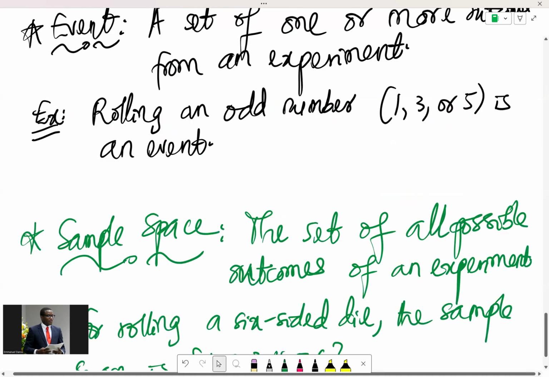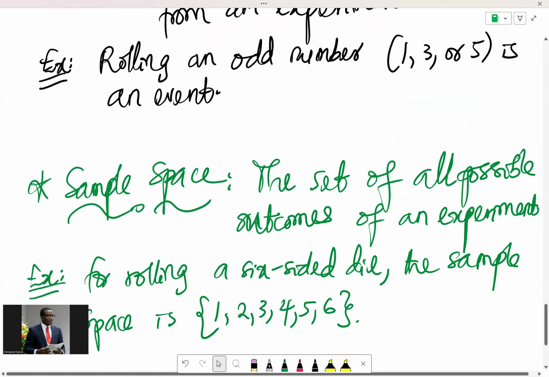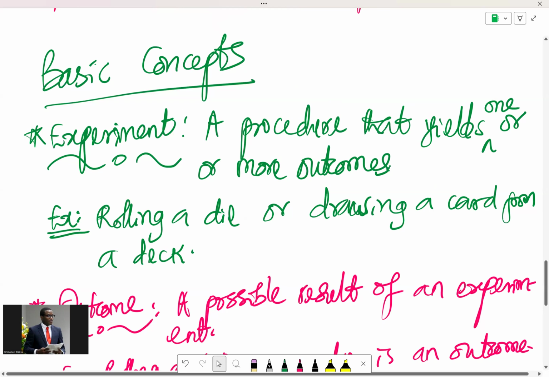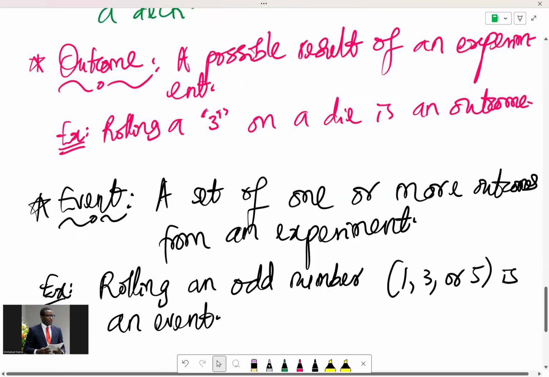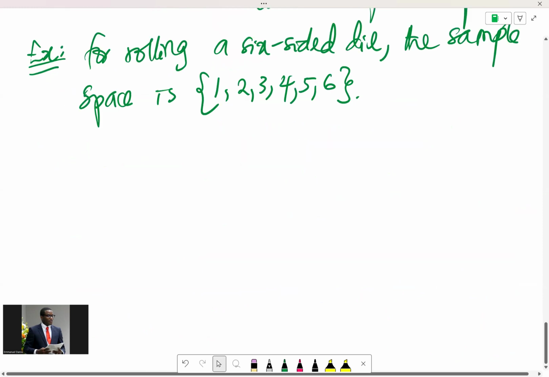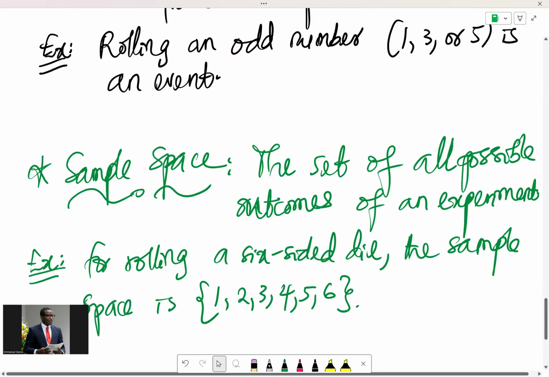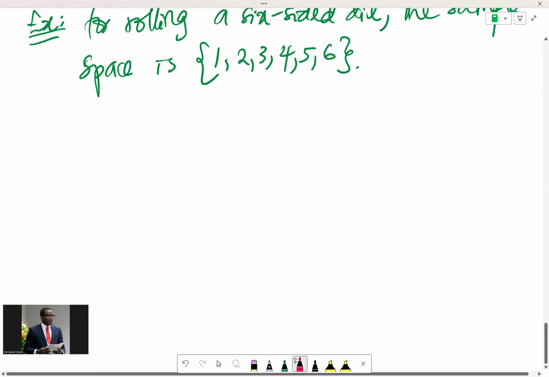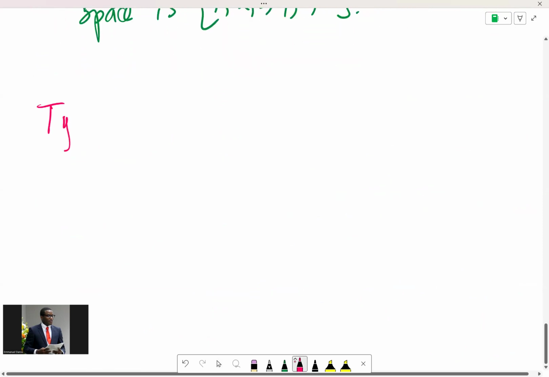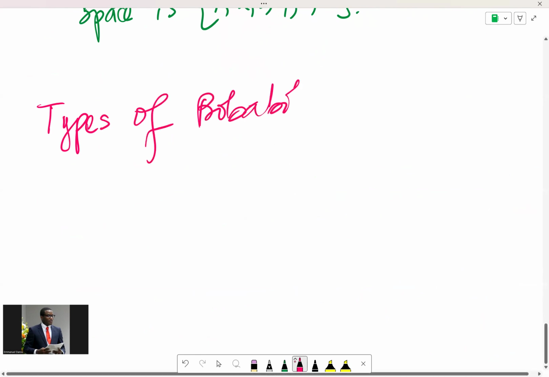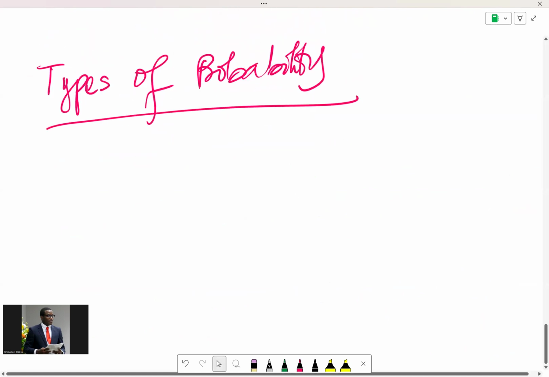Now, these are some basic concepts relating to probability. We have experiment, outcome, event, and sample space. So let's move on as we talk about types of probability. The first type is theoretical probability.